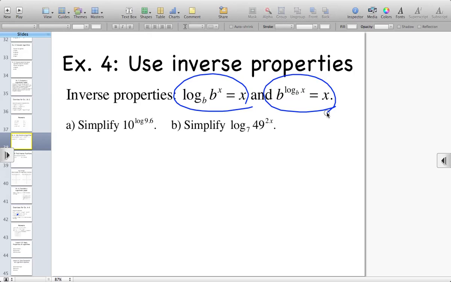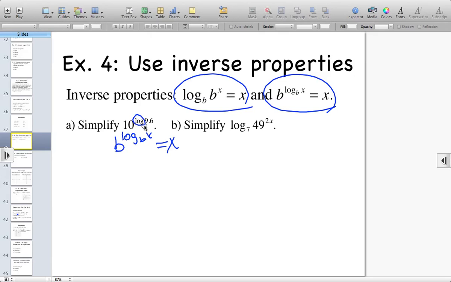The first question says, simplify 10 to the power of log of 9.6. Thinking to yourself, oh my goodness, I could use my calculator to solve it, but if I use a little bit of mental math, maybe it won't be as necessary. So this formula is the same thing as saying b to the log base b of x, all of that would equal just x.